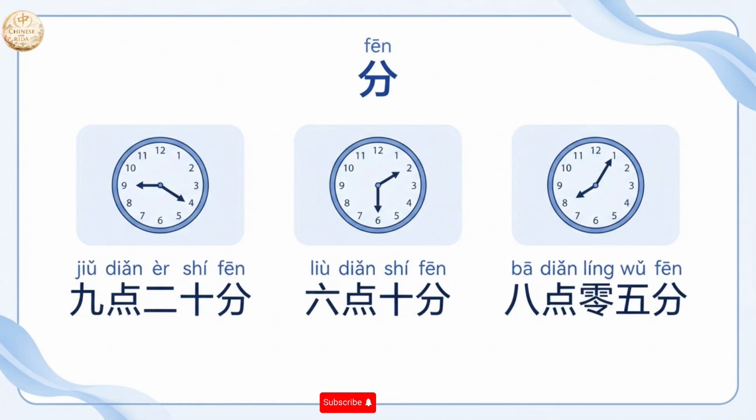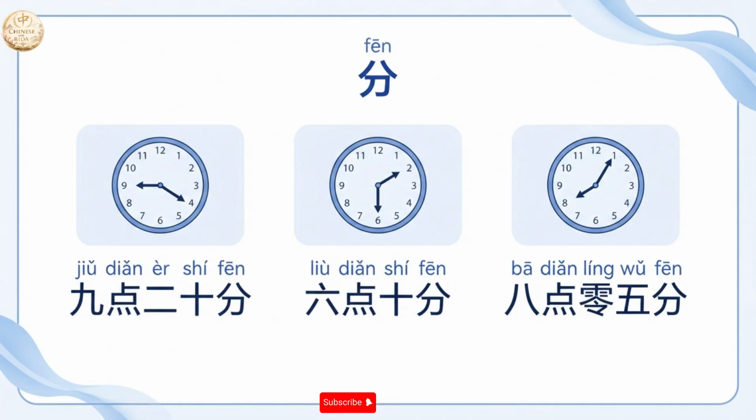Only in one case fen cannot be omitted, and that is when the minutes are exactly 10 minutes. Let's look at the second example. 6:10 or 10 minutes past 6. Here it's not acceptable to say 6点10. It does not make any sense.